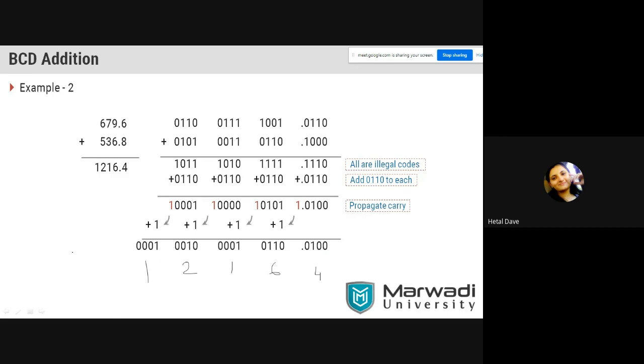Over here, actually, this is not required. You can directly add 0010. Carry is 1. 1 carry is 1. 10, carry is 1. In this manner, if you do your addition, then it's okay. The final answer is this. Is there any doubt? BCD addition.